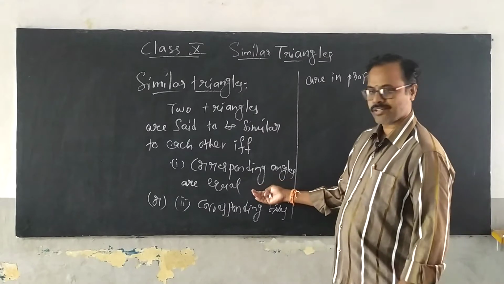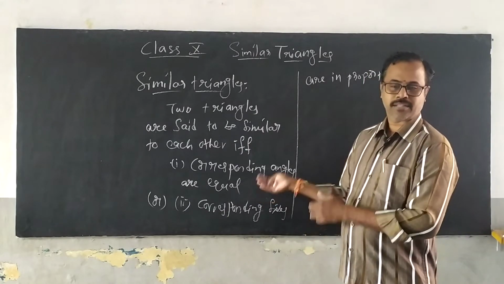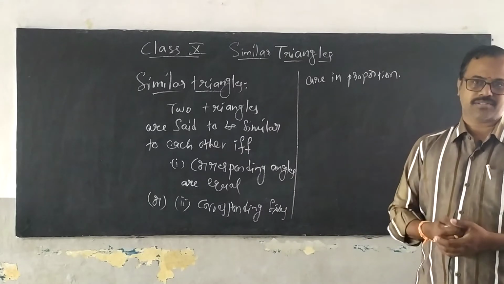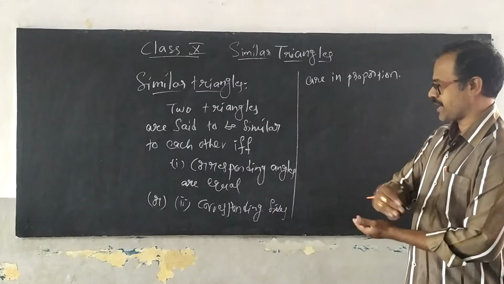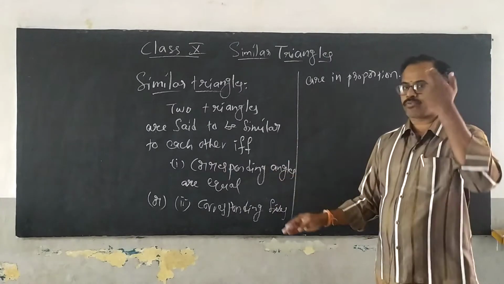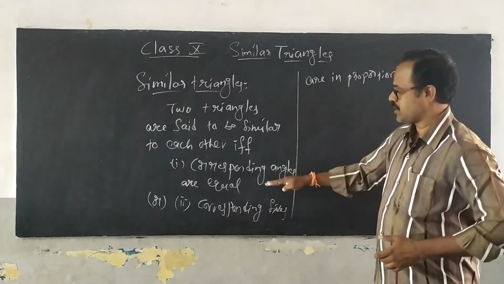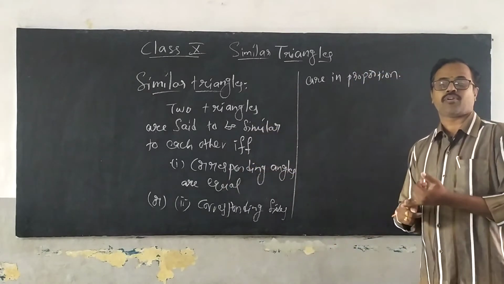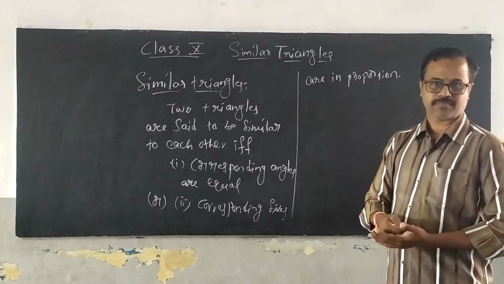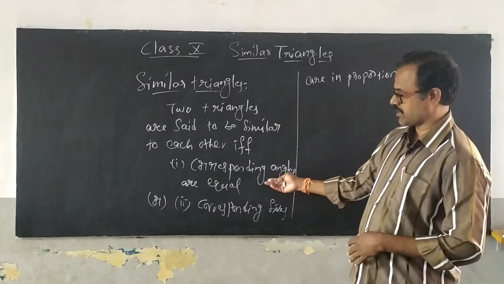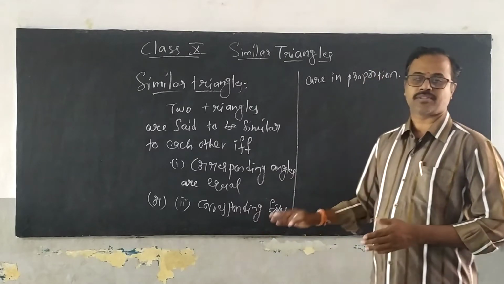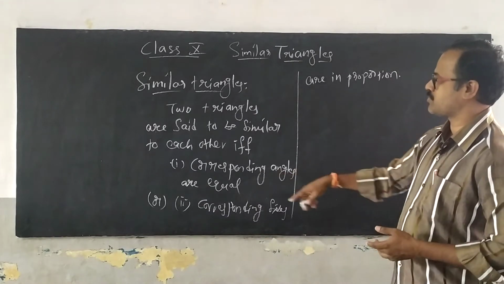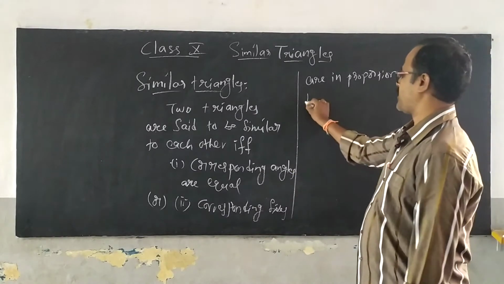If corresponding angles are equal, then you call such triangles equiangular triangles. I am not mentioning it here, you have to remember it in your brains. So if corresponding angles are equal in two triangles, such triangles are called equiangular triangles. If the triangles are equiangular, then you can say corresponding sides are in proportion. You can show that one. So this is about the similar triangles, but we need a little bit of explanation here.